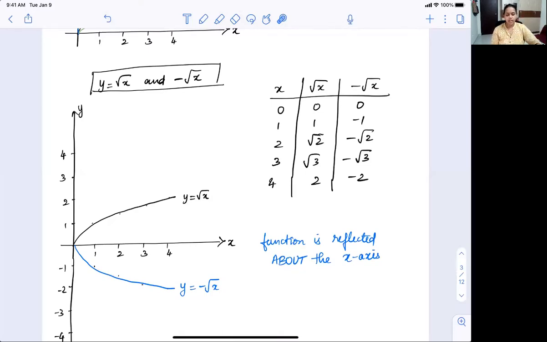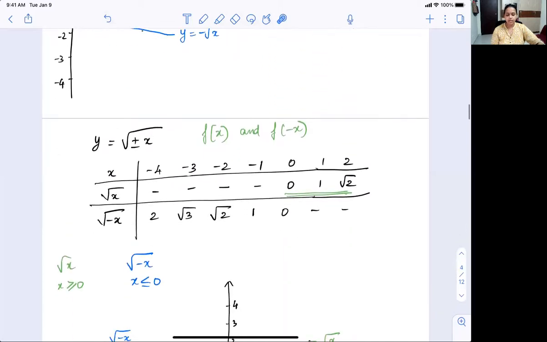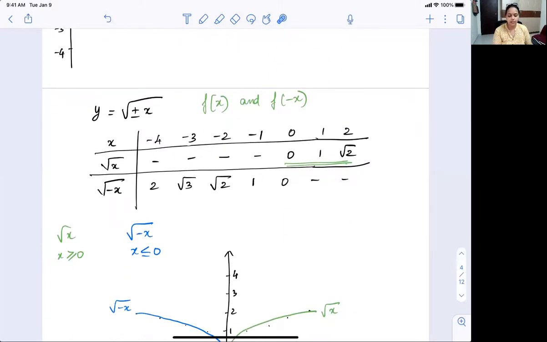And the last one is when you want to plot f of x and f of minus x. Now let's look at this table to understand the different domains for which each of these functions have valid outputs. So square root of x is valid only when x is greater than or equal to 0, and you have these 3 numbers.